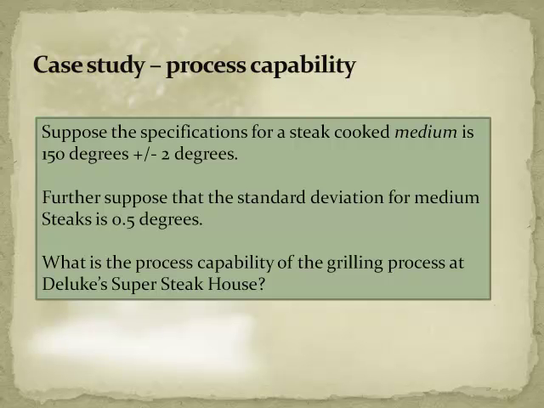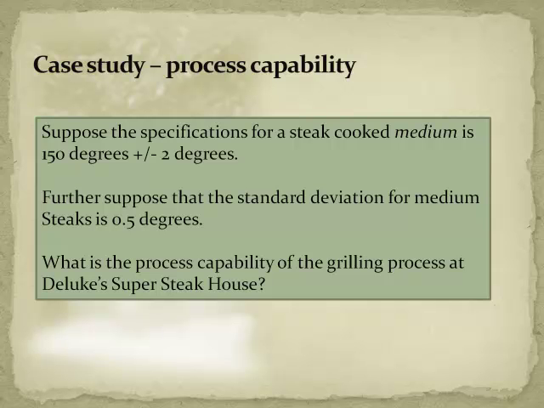So let's apply this to our case study. Again, we're talking about steaks that were cooked medium. The ideal internal temperature for a steak cooked medium is 150 degrees, but there is a tolerance associated with that. We can't expect every steak to be exactly 150 degrees, so we've set a tolerance of plus or minus 2 degrees for this specification.